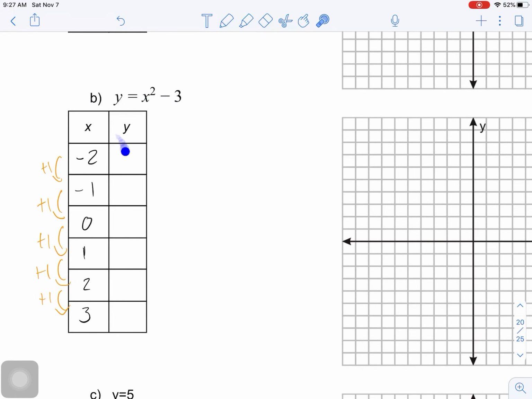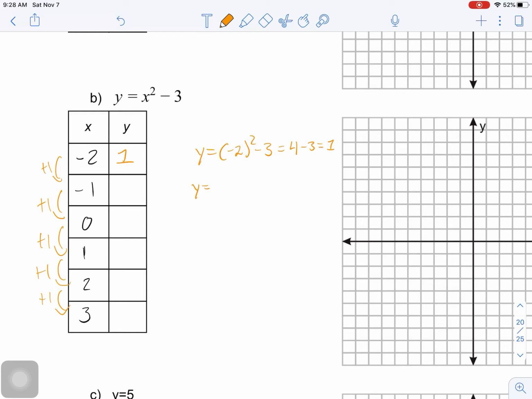Now we got to figure out what our y values are when our x values are chosen. So let's plug in -2 for x. So this will become y equals -2 squared minus 3. -2 squared, remember, that actually gives me +4 minus 3. And 4 minus 3 gives me 1. So when x is -2, y is 1.